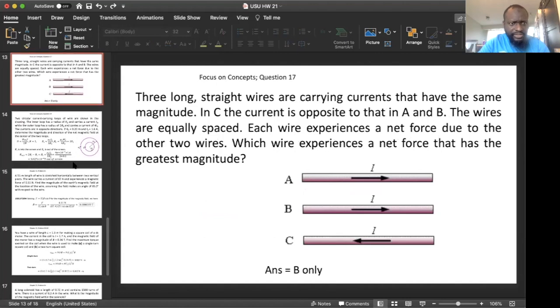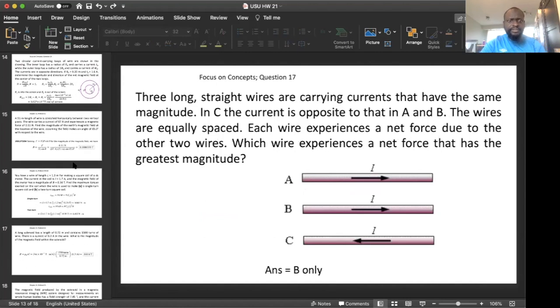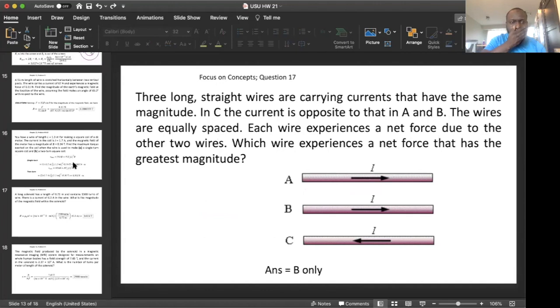Focus on concepts. Question 17 says, 3 long straight wires are carrying currents that have the same magnitude. In C, the current is opposite to that in A and B. The wires are equally spaced. Which wire experiences a net force due to the other 2 wires?